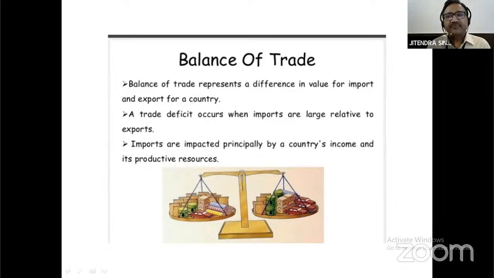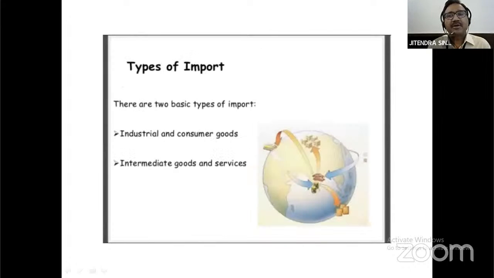The main purpose of import is to create productive resources in the economy, or sometimes for the fulfillment of the basic needs of society. The government or country generally imports basic or necessary goods or commodities from other countries, normally those which are not produced in the host country. But there are different types of import. First one is the import for the purpose of industrial and consumer goods, and for the purpose of intermediary goods and services. What are industrial goods?